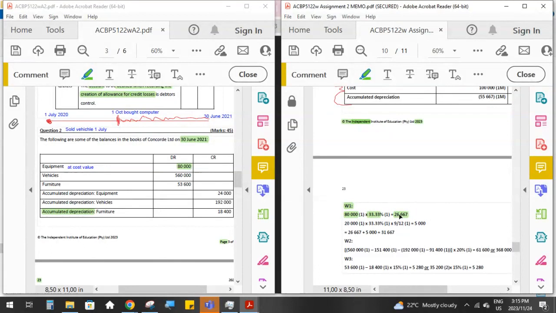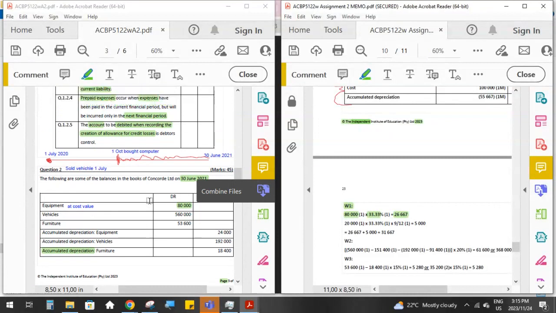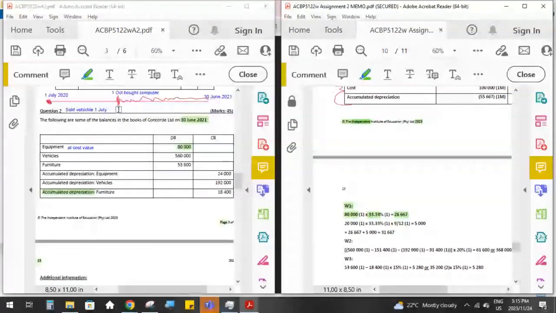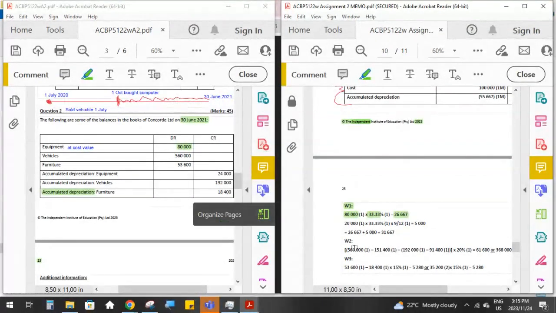That's for the full 12 months, so I don't need to make any adjustments to that. Then on the 1st of October, I bought a computer that must only be depreciated from the 1st of October through to the 30th of June.